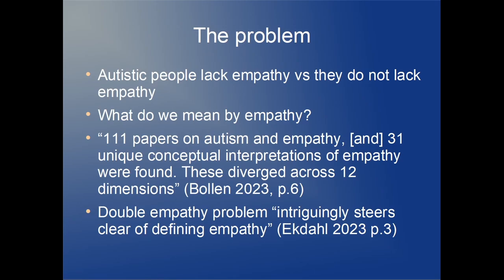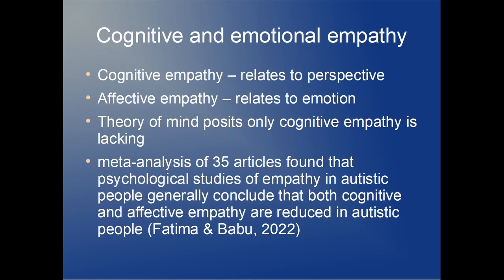But also, it's worth noting that what is arguably the most popular account of empathy held by autistic individuals, the double empathy problem, also, according to a recent paper, intriguingly steers clear of defining empathy. So I think it's plausible to say that both in relation to scientists and in relation to autistic people, we can certainly ask, what exactly do you mean by empathy? It's not immediately obvious what it means and what it entails, and how one approach to empathy differs from another approach. A distinction is sometimes made between cognitive empathy and affective empathy.